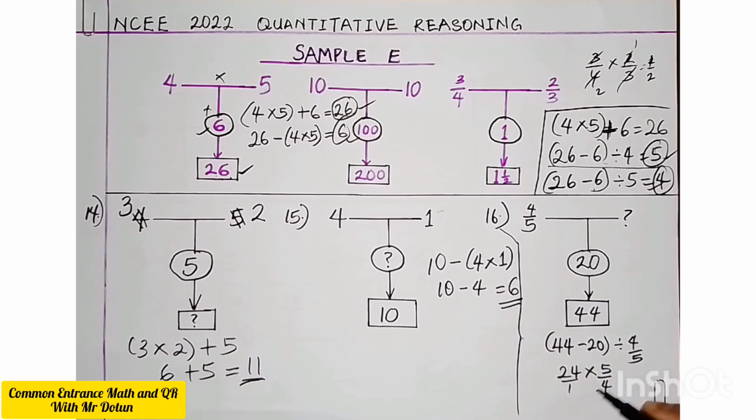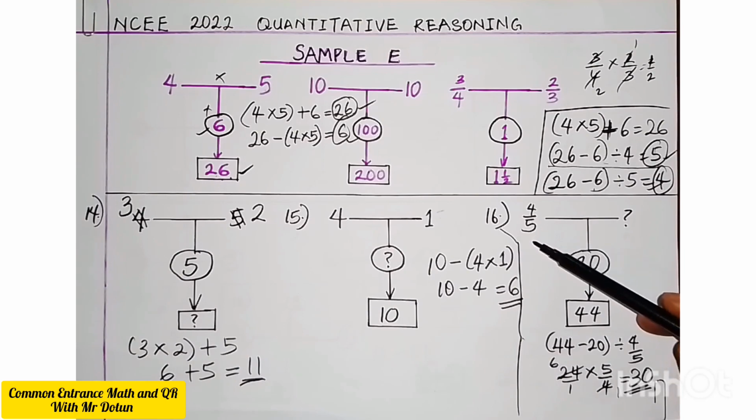So 4 goes here 1. 4 in 24 is 6. So we have 6 times 5, and 6 times 5 is 30. What did we do again? 44 minus 20, that's 24. Then 24 divided by 4 over 5 is the same thing as 24 times 5 over 4.